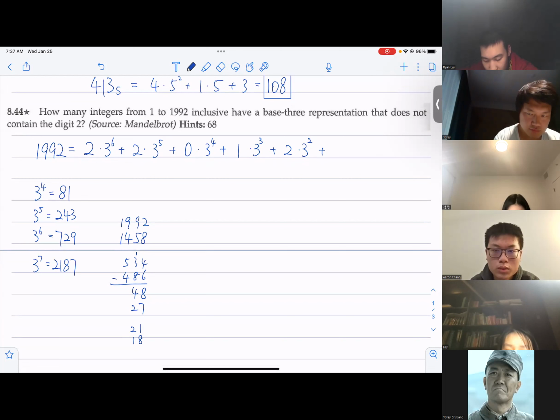3. So it's just 1 times 3. Yeah, 1 times 3. 1. And the last one should be 0, right? Another 0 at the end. Okay, so that means we can convert it to base 3. That would be 2, 2, 0, 1, 2, 1, 0 in base 3.